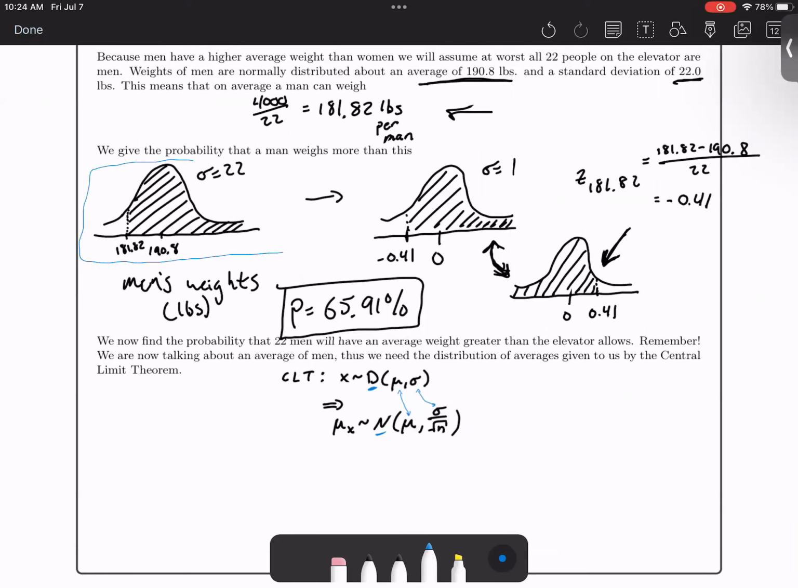So if we knew that the weights of men were normally distributed with an average of 190.81 and a standard deviation of 22, that is going to imply that the average weight of men is also normally distributed with the same average, but now your standard deviation is given to you by your original standard deviation divided by the square root of n, and we're taking the average weight of 22 men on the elevator.